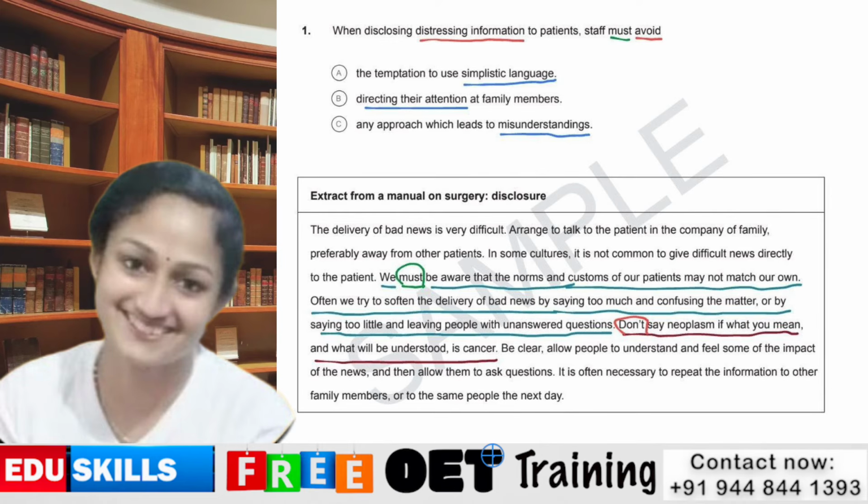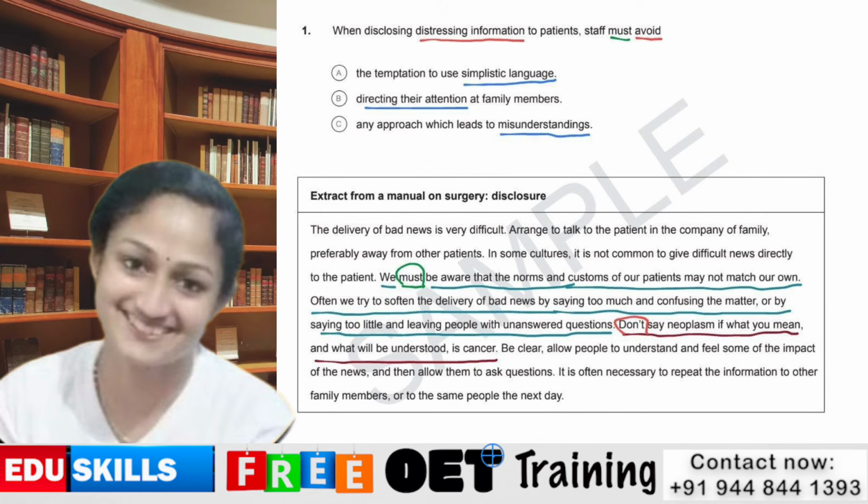answer option, which we can see in the sentence starting from don't, that is: don't say neoplasm if what you mean and what will be understood is cancer, which means don't make the patient misunderstand. Along with answer option C, we can confirm by another sentence with must, that is: we must be aware that the norms and customs of our patients may not match ours.